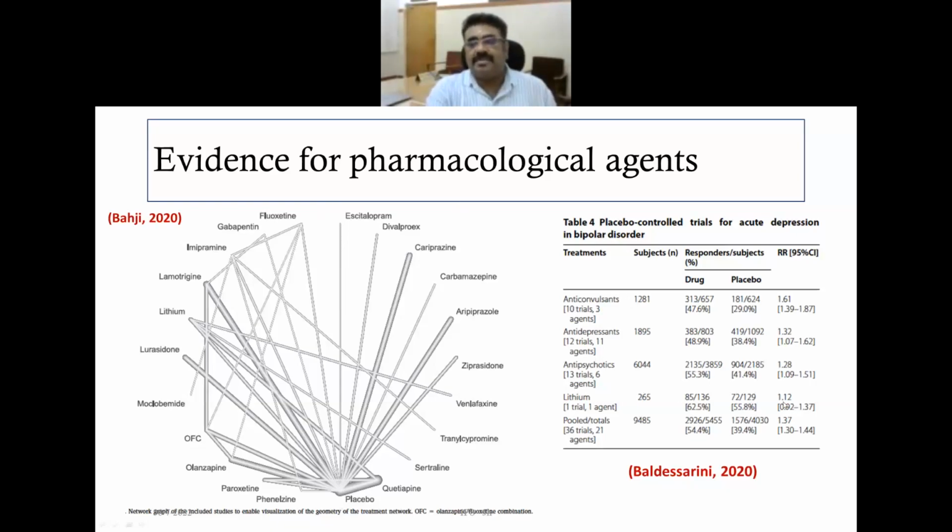To summarize, you have anticonvulsants, 3 agents that have been tried, 11 antidepressants, 6 antipsychotic agents. There are trials with lithium, and you also have a total of 36 trials that have been done with 21 different pharmacological agents. This is just a summary slide about what drugs have been tried.